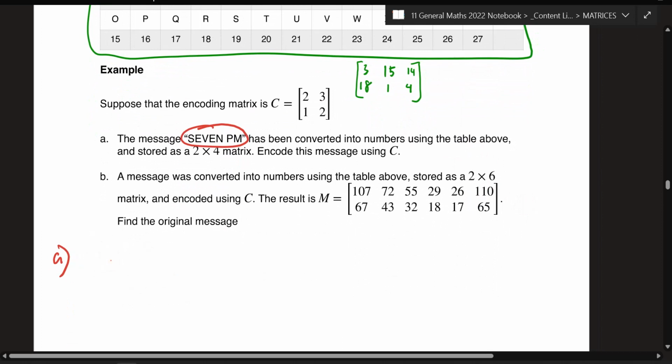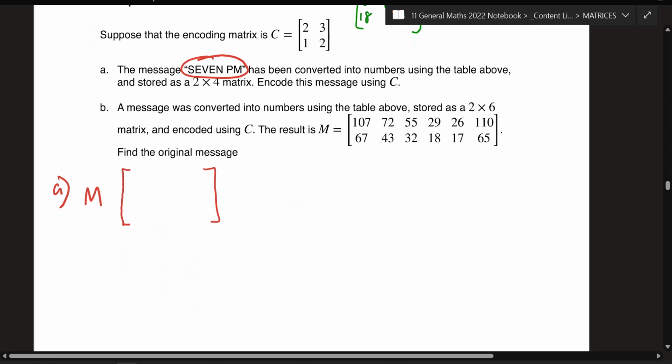There's no name for that matrix, so let's just call it M for message matrix. It's apparently a 2x4, so there's going to be 2 rows, 4 columns. I like to lay it out like this first. I want to put the message in a matrix with the letters. So I could go S, E, V, E, and then N, and then space, P, M. Some of you might go with that. Remember, it's 2 rows and then 4 columns. That's what we're working with for this matrix.